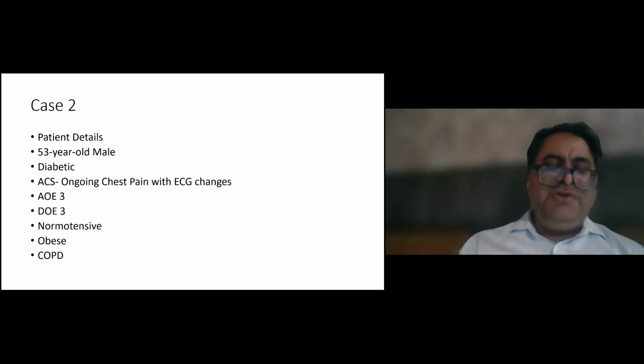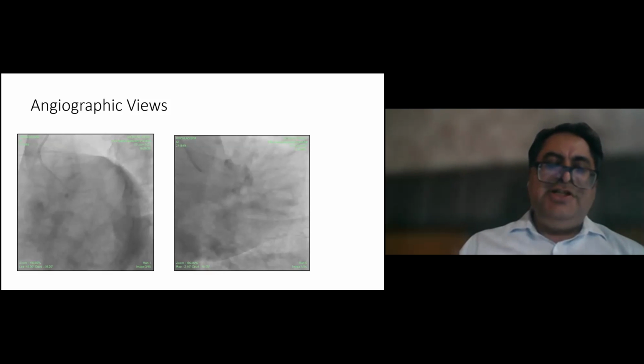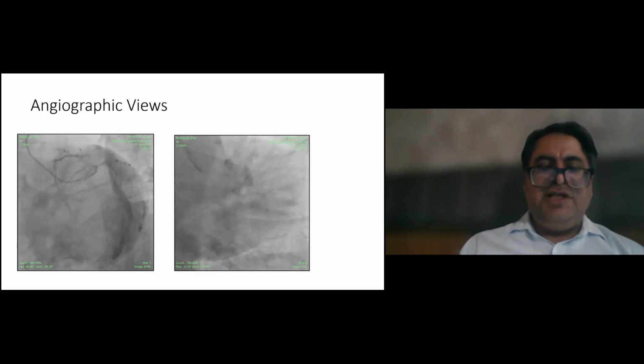by a provisional approach. Now I come to the second case, which is a 53-year-old male patient, diabetic of long duration, and the patient again presented with acute coronary syndrome with ongoing chest pain and ECG changes. Otherwise, a few days back, the patient had stable symptoms of angina on exertion and dyspnea on exertion grade 3, normotensive, obese, had COPD. So very high risk for surgery.